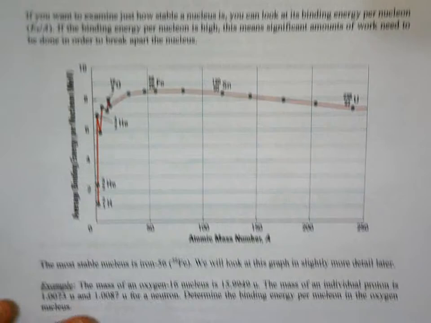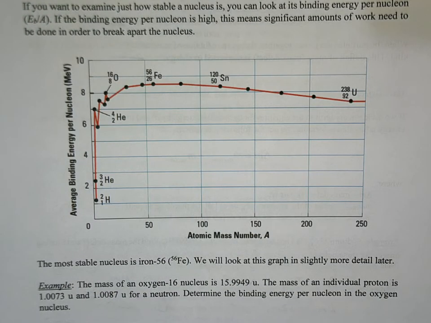So based on this chart, we would say that our most stable nucleus is iron-56. This graph we're going to look at a little bit more later because we're going to have to discuss fission and fusion, but we'll get to that later.